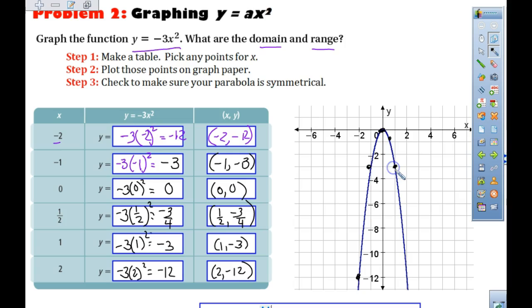What's really nice is that a lot of times in your table, if you get one side, like if this answer is negative 3 and this is negative 12, once you have the vertex, it's exactly symmetric. So you might not even have to do the work to finish solving it.